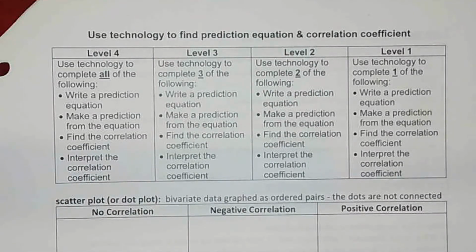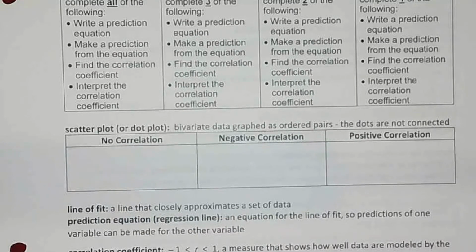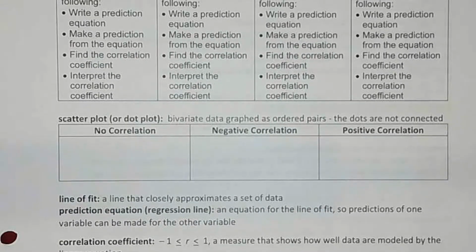So the first thing is called a scatter plot or a dot plot. It's bivariate data graphed as ordered pairs. The dots are not connected, so it's not a continuous function. There are 3 types of correlations: no correlation, negative correlation, and positive correlation.